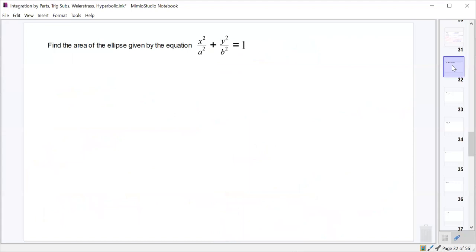We're going to start with this fun one. We're going to figure out the area of an ellipse.